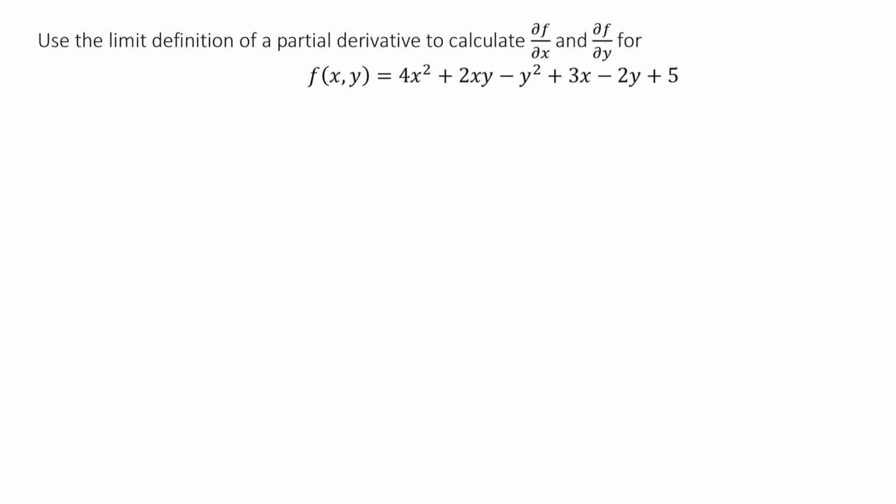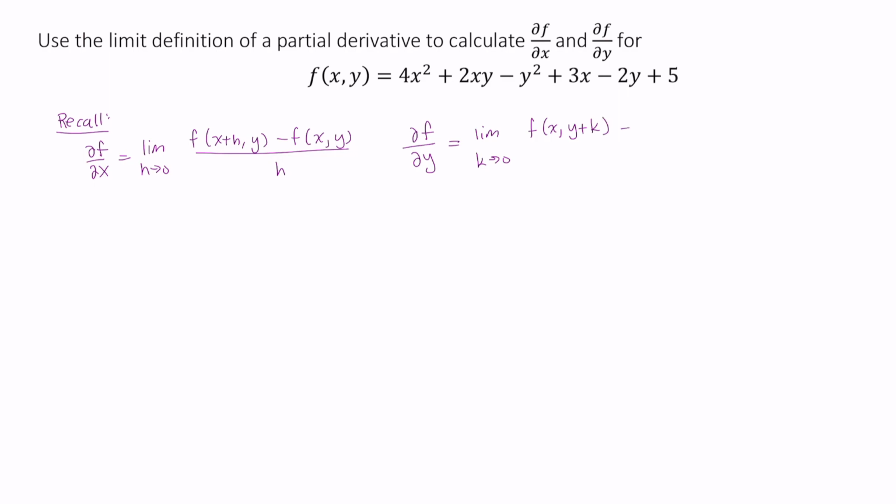Okay, so let's recall that the partial of f with respect to x is equal to the limit as h approaches 0 of f of x plus h, comma y, minus f of x, comma y, over h. So this is really, really similar to the limit definition of the derivative for a function of one variable. And all of you watching this should hopefully already be familiar with that. Now, the partial of f with respect to y, well, that's equal to the limit as k approaches 0 of f of x comma y plus k minus f of x comma y over k.